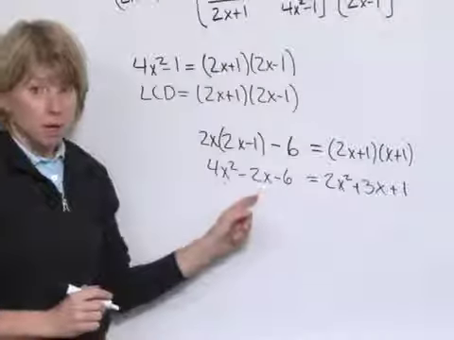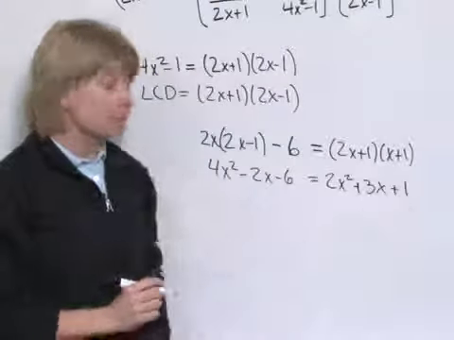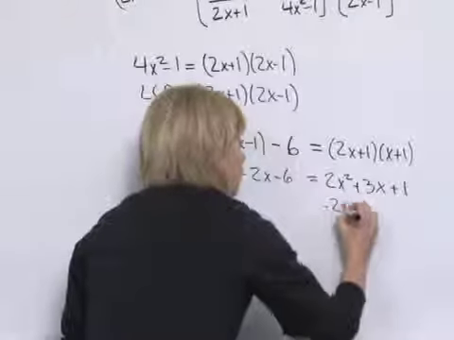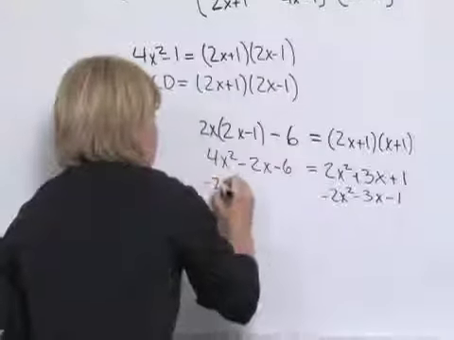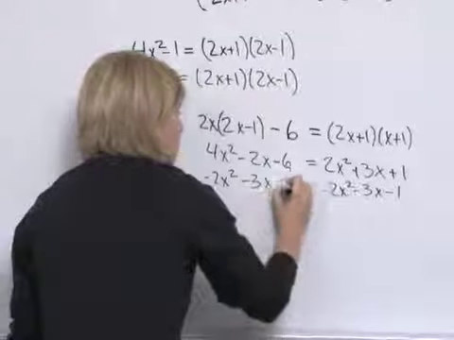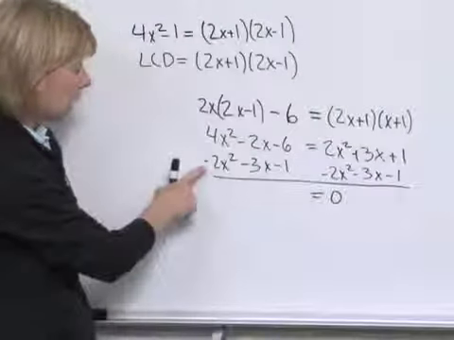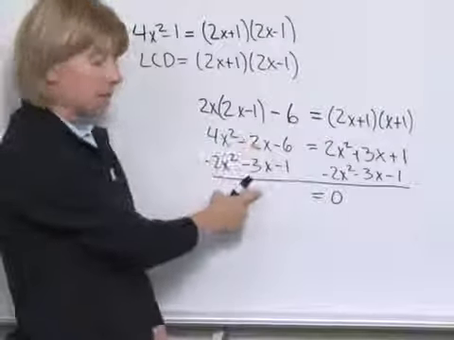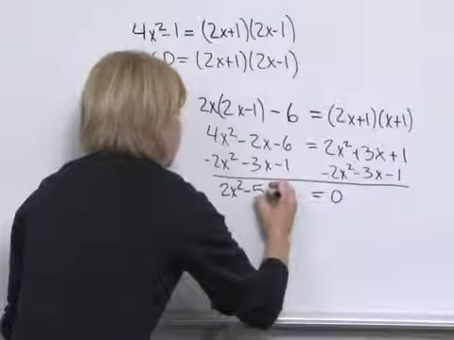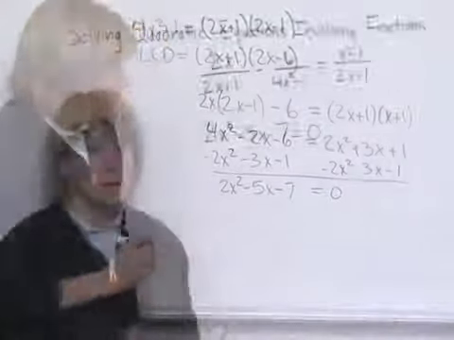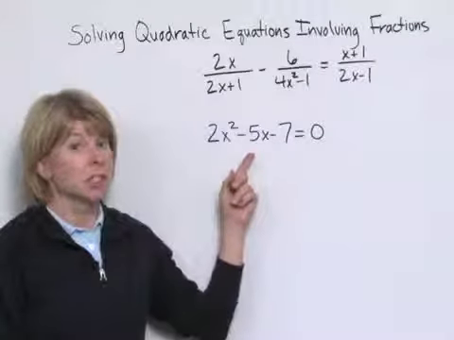Now we've got a quadratic equation, and we need to write this in standard form. So I'm going to subtract each term on the right from both sides. Minus 2x squared minus 3x minus 1 on both sides. We'll be left with 0 on the right. And on the left, we'll have 2x squared minus 5x minus 7. Now that we've cleared our original equation of fractions, we have an easier equivalent equation to solve.